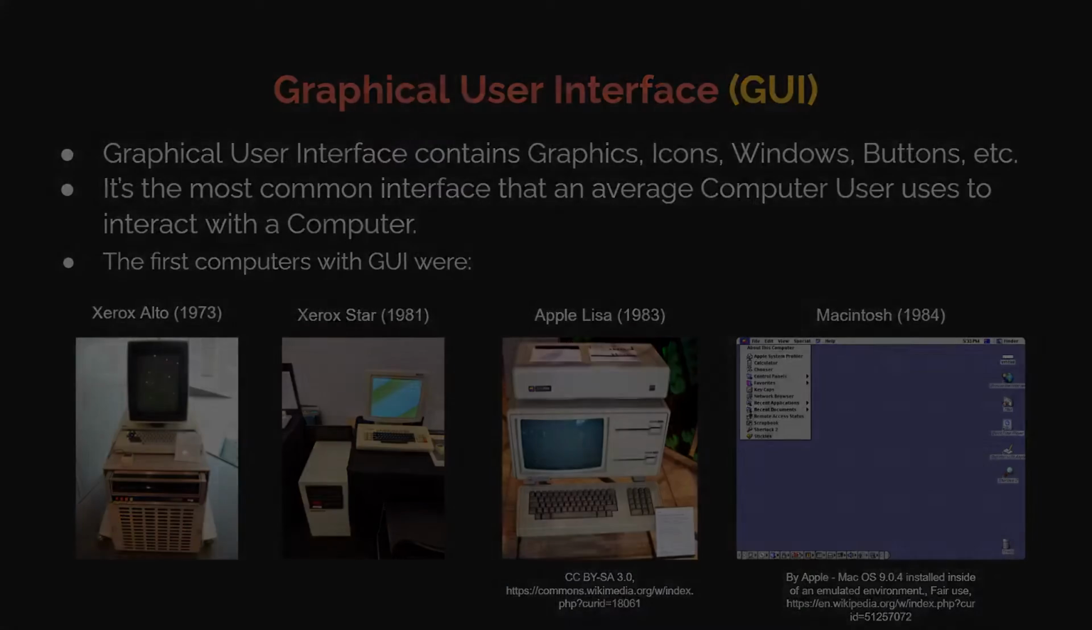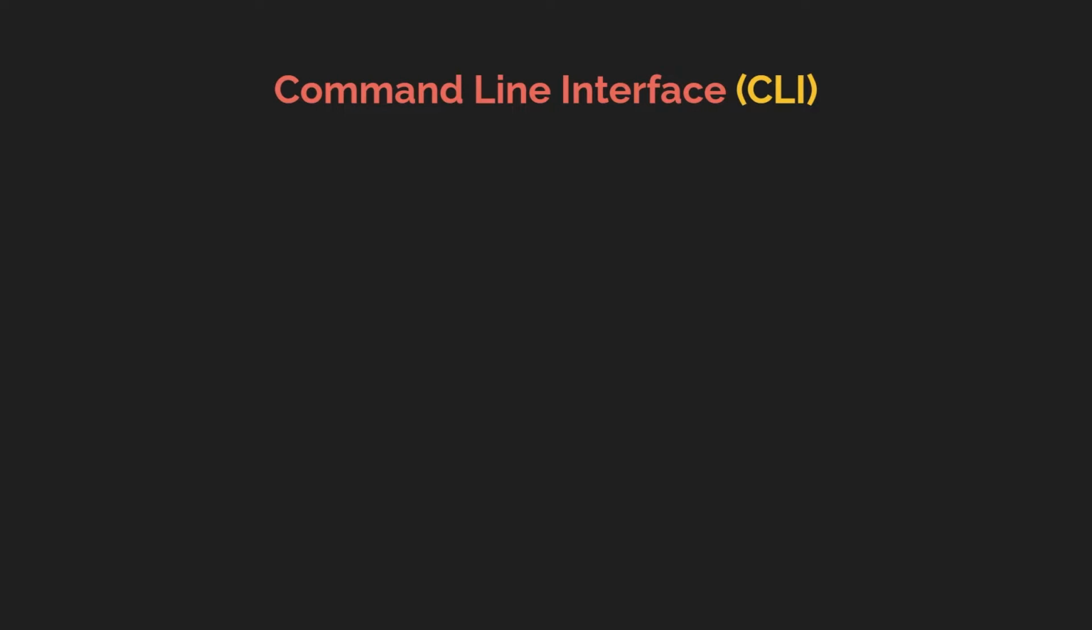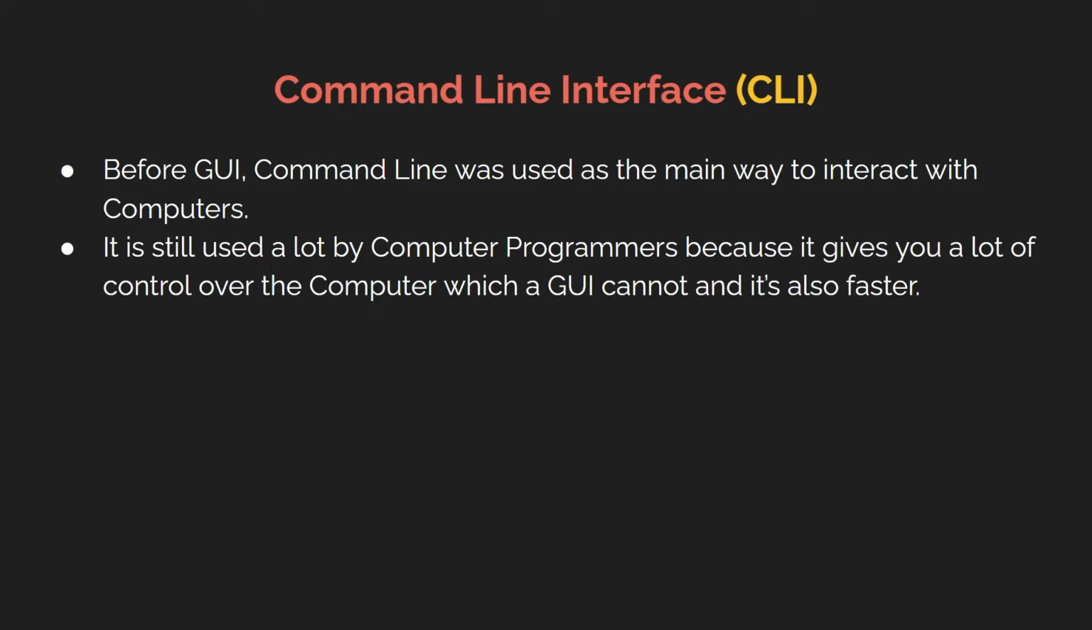And we know all these things, but what we don't know is command line interface, or a CLI. So before GUI, command line was the main way to interact with a computer. Most computer programmers still use a command line interface because it is a lot faster than GUI, and it gives you a lot more control over your computer. Most of the programs that you are going to use, most of the software that you are going to use as a computer programmer, it's going to be CLI based software.